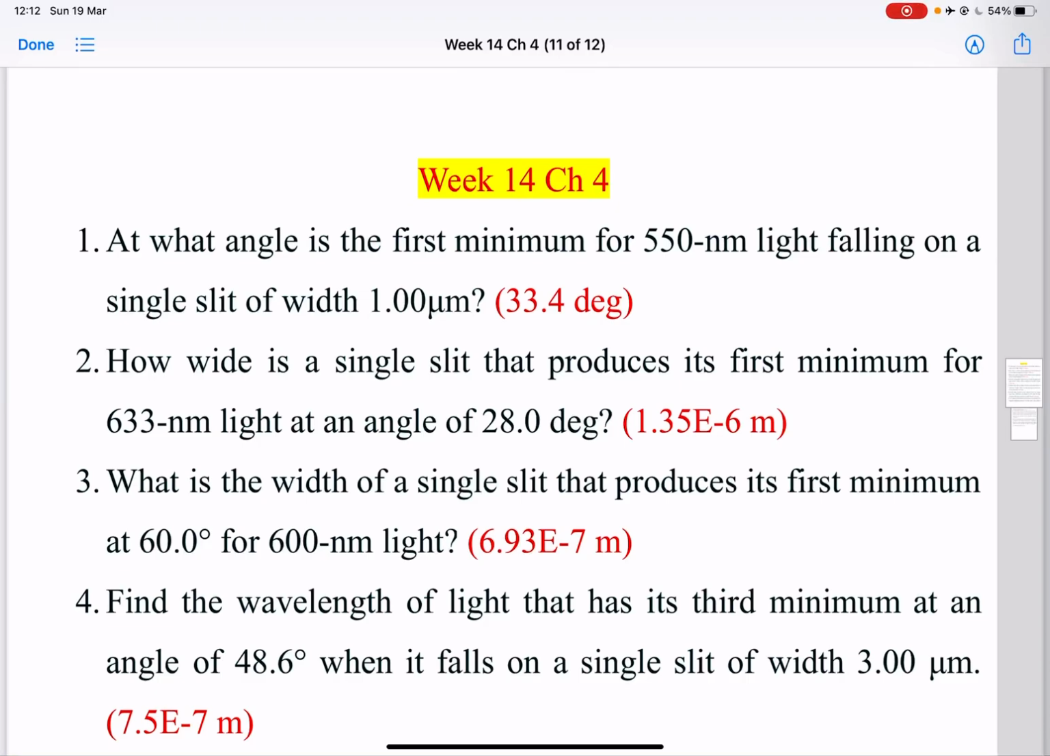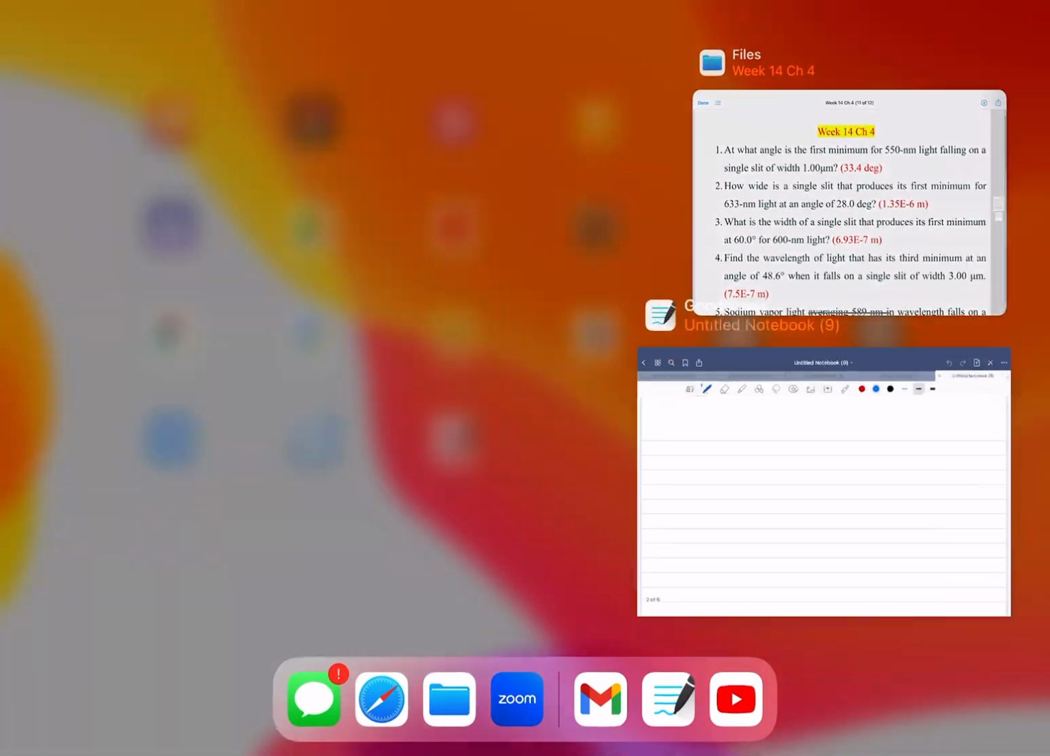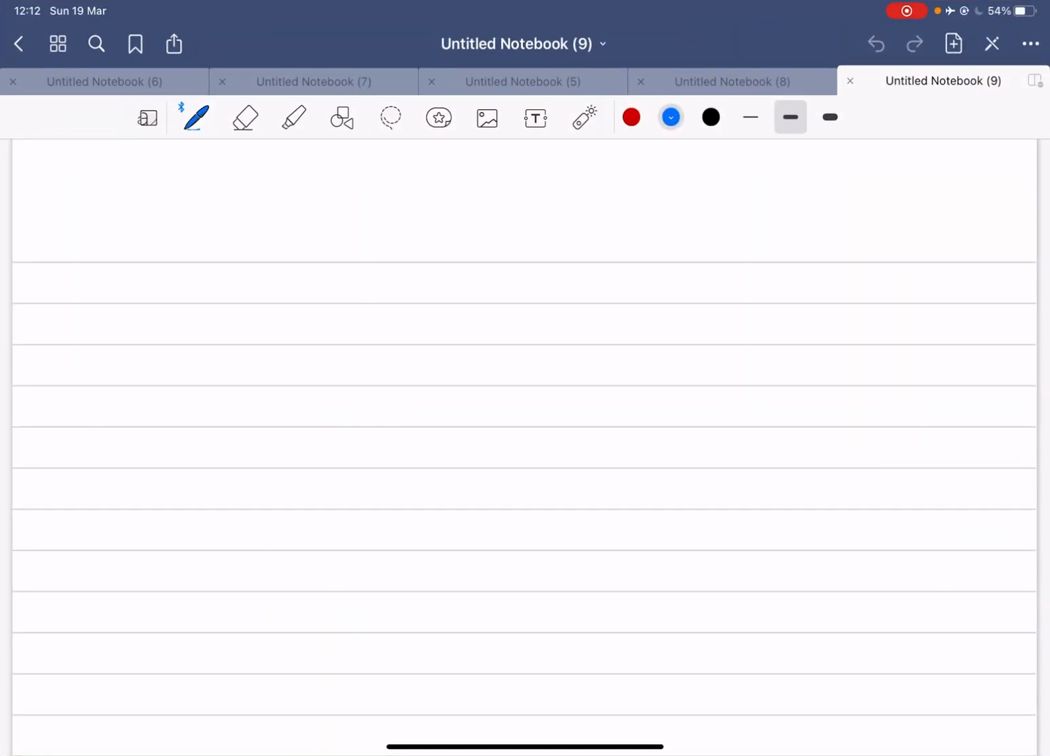Here we have problem number 1 from chapter 4. At what angle is the first minimum for 550 nanometer light falling on a single slit of the width 1 micrometer? Okay, so previously we were talking about double slit.